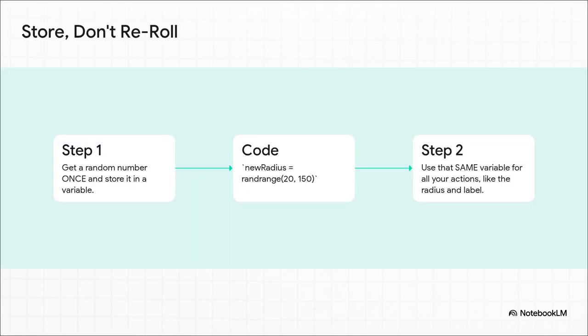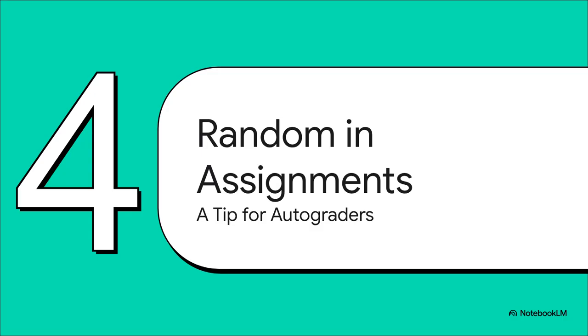The rule is store it, don't re-roll it. You just call randrange one time, just once. You save that number in a variable, we can call it new_radius, and then you use that same variable for everything you need to do. You use new_radius to set the circle's size, and you use new_radius to set the label's text. Perfect match every time.